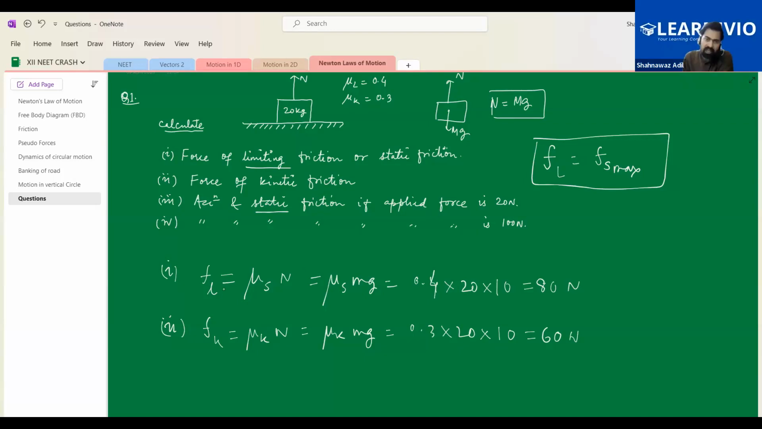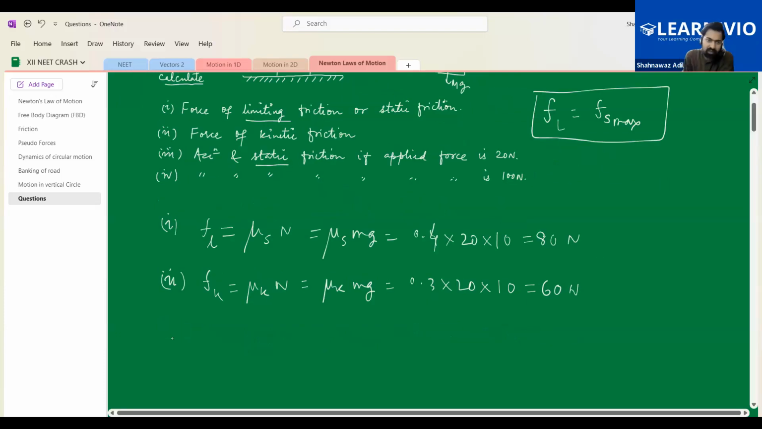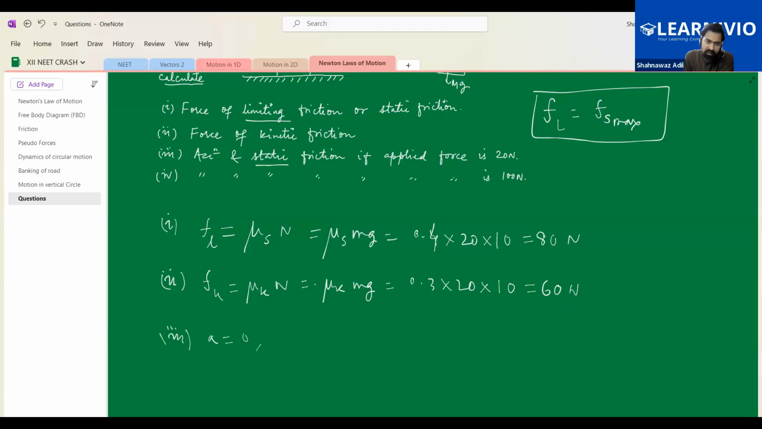So we know that the limiting friction is 80 Newton. So if we apply a force which is less than that, the object will not move, right? So in this third part, the acceleration would be zero because the object is not moving, and the static friction would be equal to 20 Newton, right? So Fs, this would be 20.